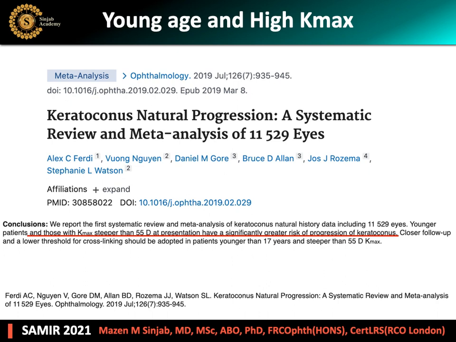Kmax is a factor according to this study for progression. According to this study, those with a Kmax steeper than 55 diopters at presentation had significantly greater risk of progression compared to those with less than 55 diopters.